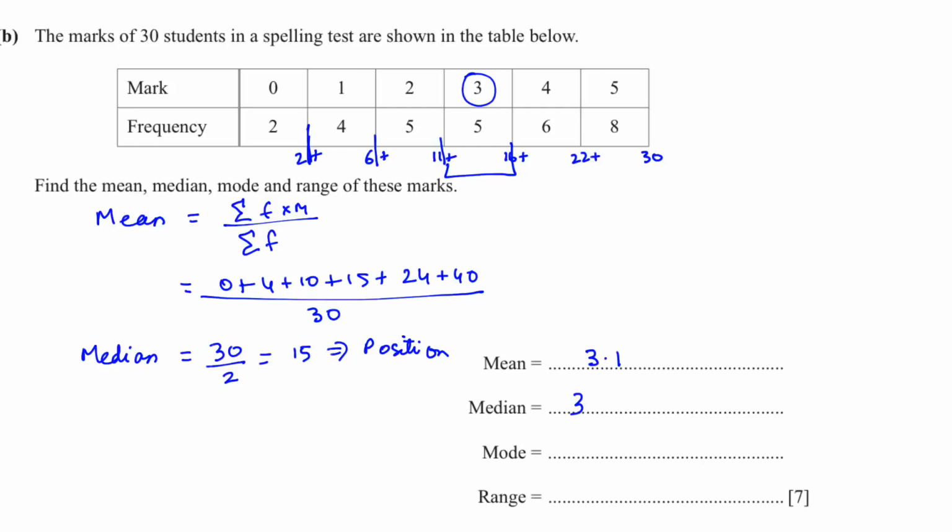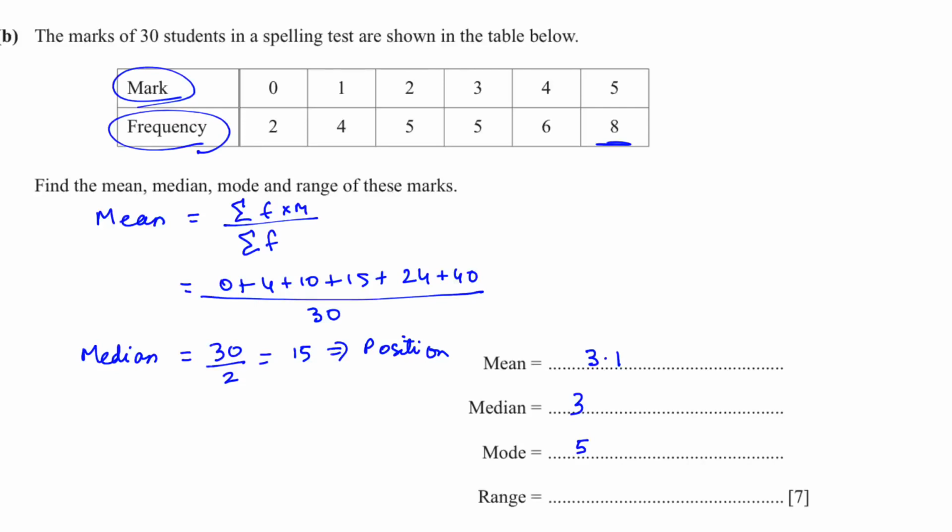Mode is the most repeated number. And which is the most repeated mark here? 5. So that is your mode. This is the frequency. We don't write this value. We use the value of the mark.